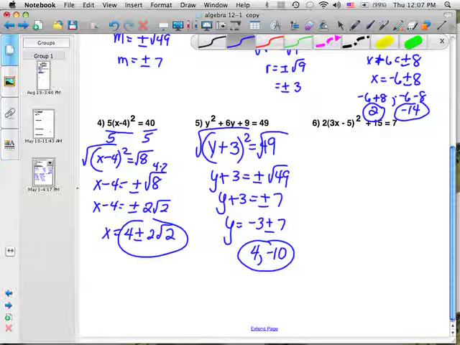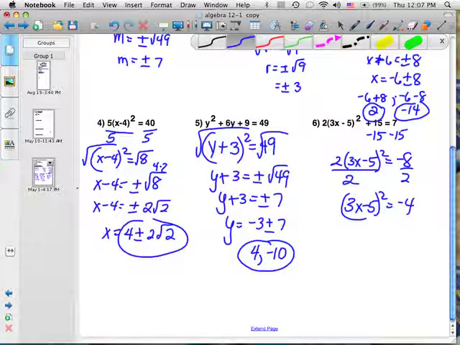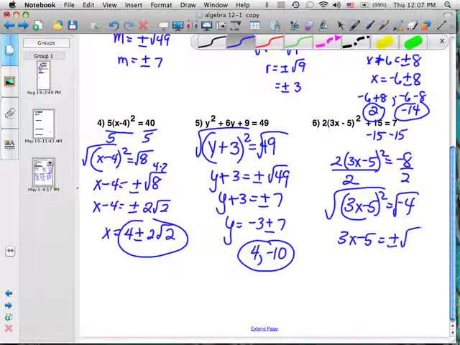And the last example, we have to isolate the perfect square, so we subtract 15 first. So we get 2 times 3x minus 5 quantity squared equals negative 8. Divide by 2, and we get 3x minus 5 quantity squared equals negative 4. And then we take the square root of both sides, and we get 3x minus 5 equals plus or minus the square root of negative 4, but that's impossible. We don't have a solution for that, so we say no solution.